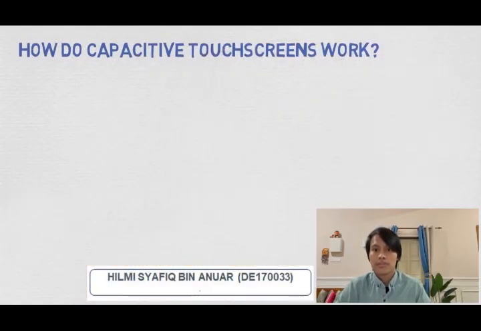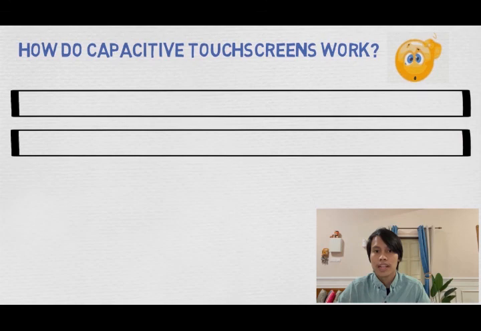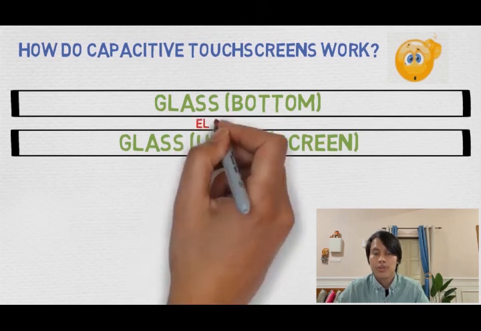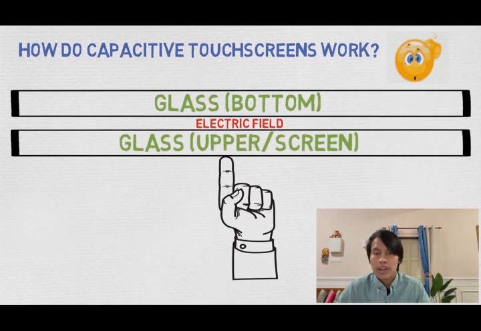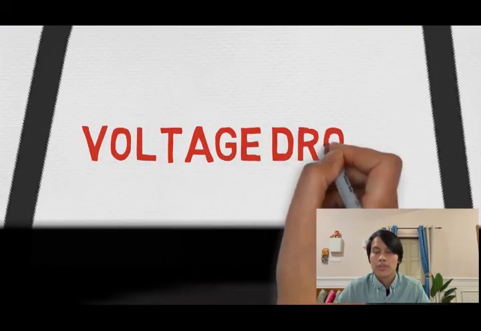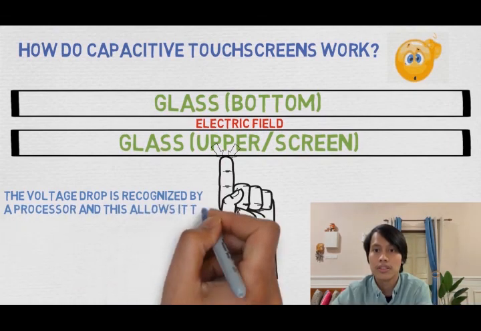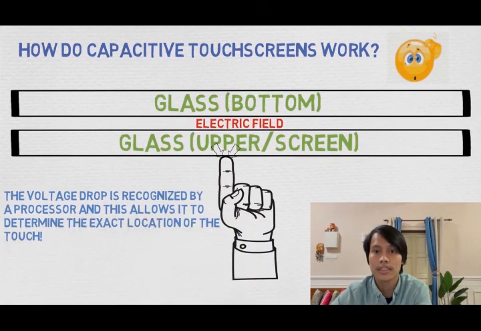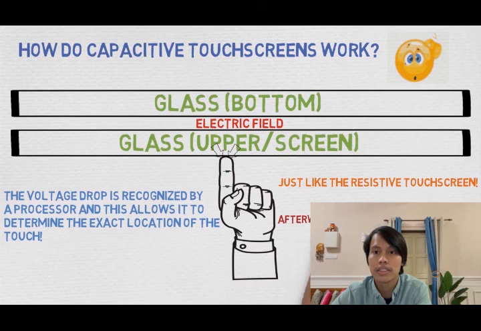How does a capacitive touchscreen work? There are two glass layers that act like a capacitor, the bottom and upper layers of the glass screen. This creates an electric field between those layers, which is important for the screen to sense your touch. When you touch the screen, a small amount of electric current is transferred to the finger, causing a small voltage drop at the touch point. The voltage drop is recognized by a processor, and this allows it to determine the exact location of the touch.